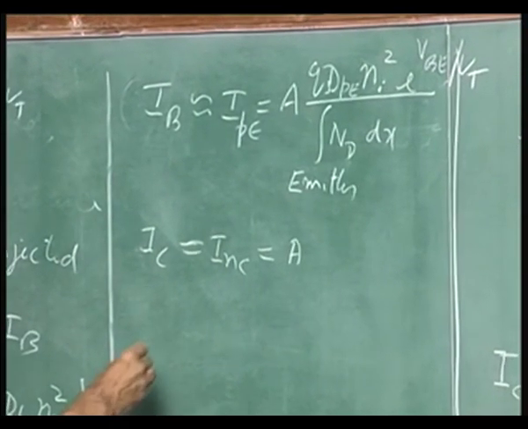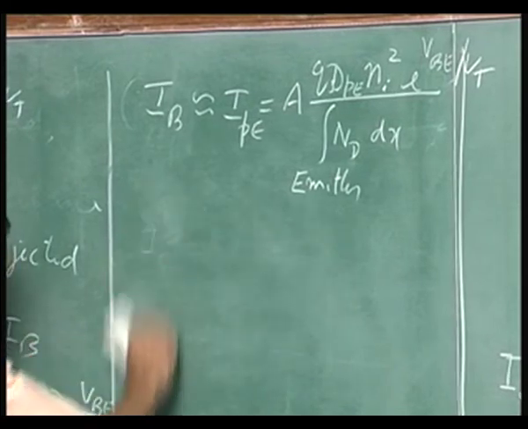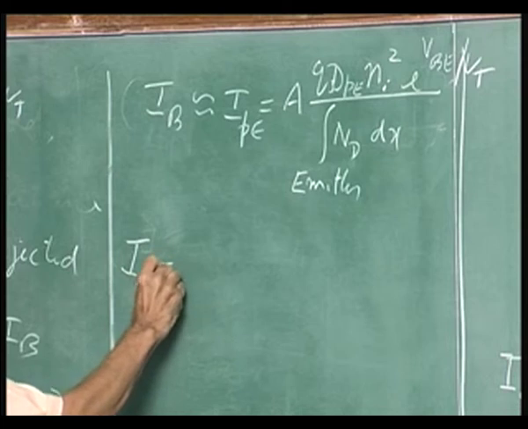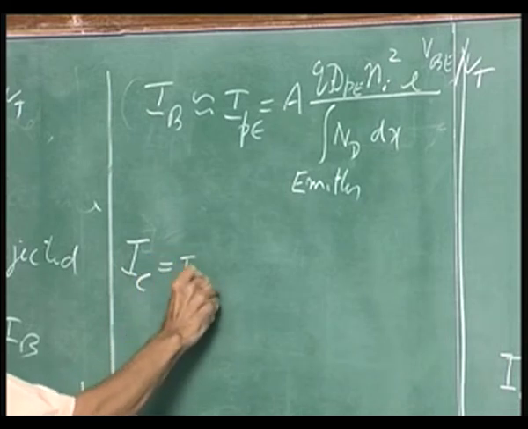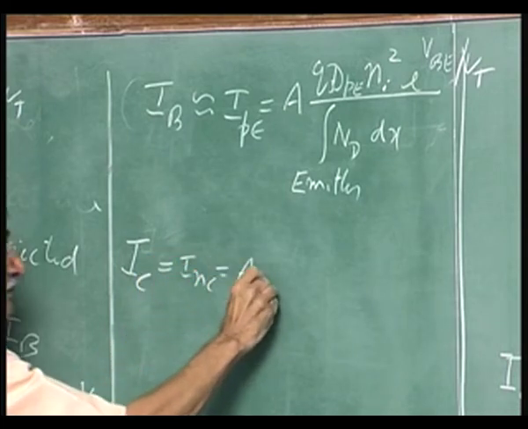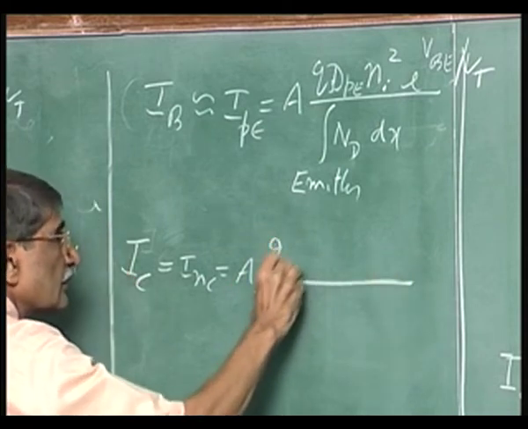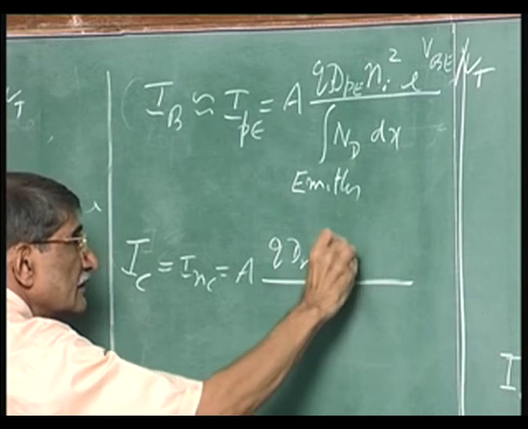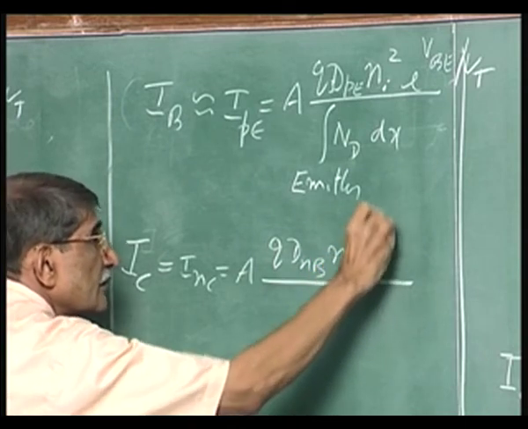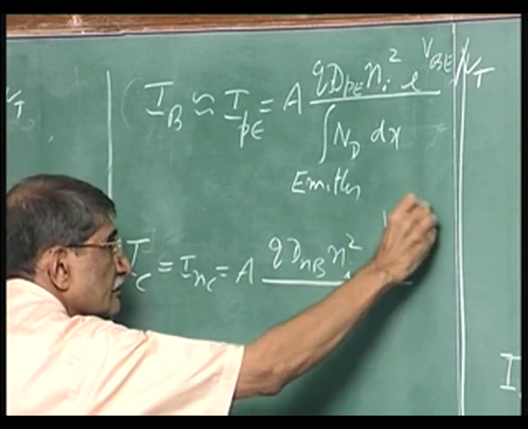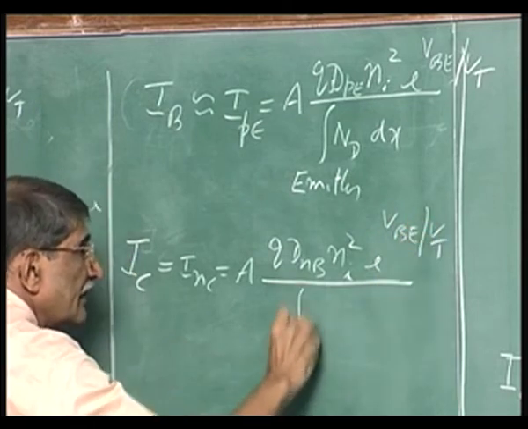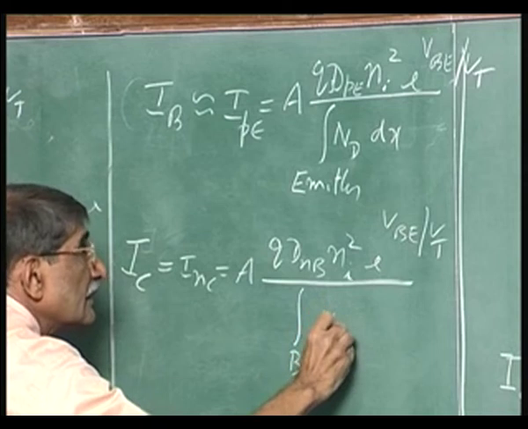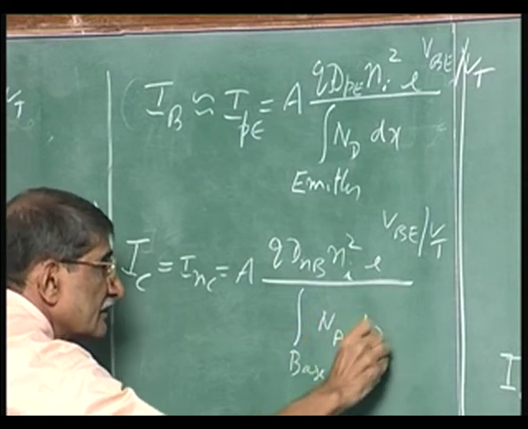Now, similarly, I can write down. I could have skipped this, but I thought it is better. INC area QDNB Ni squared e to the power of VBE by VT divided by integrated over the base NA into d of x.